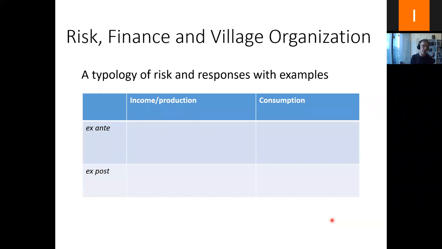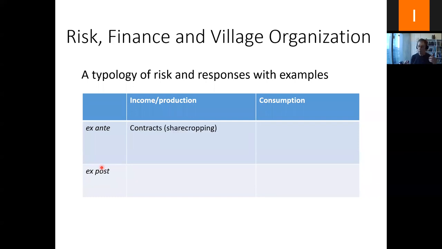So again, another typology might be to think about how different institutions and different behaviors are used to help people deal with risk. And one way of categorizing these different responses to risk is along the dimension of whether you're responding in terms of your consumption or in terms of the income or production side of your lives. And another dimension would be whether you're taking these actions before risk is realized or after.